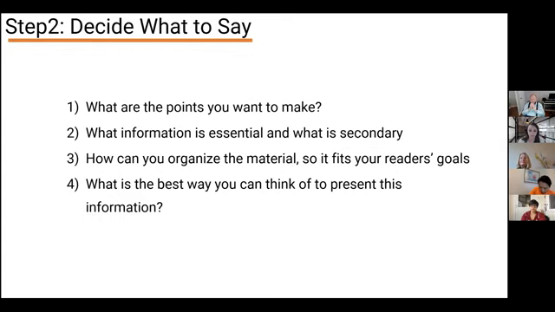Okay. So here are the questions that I think you and the team you're working with should ask, which is, what are the points you want to make? Again, you can't tell people everything. You're not writing War and Peace, you're writing a website. And so it's really important to get very clear about what pieces of information are important. And you have to distinguish between information that's essential and information that's secondary.